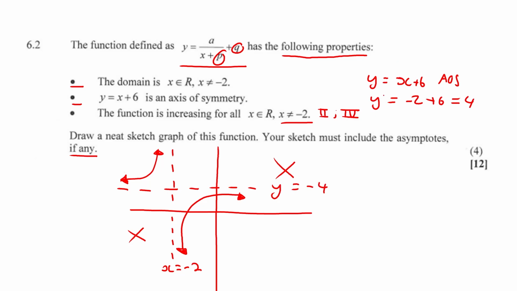And that's it. That's the entire question. Domain, axis of symmetry to get our asymptotes, horizontal asymptote, and that's it. That's the entire question. It's a level 4 broken down.